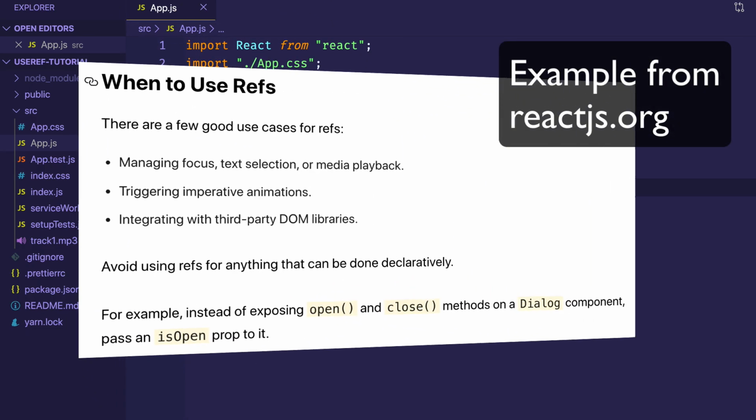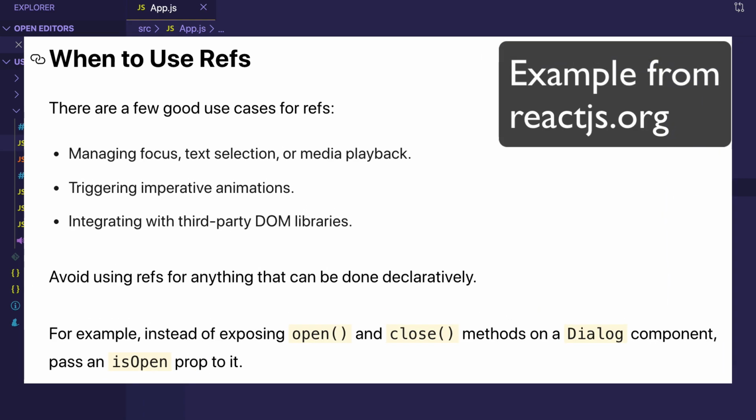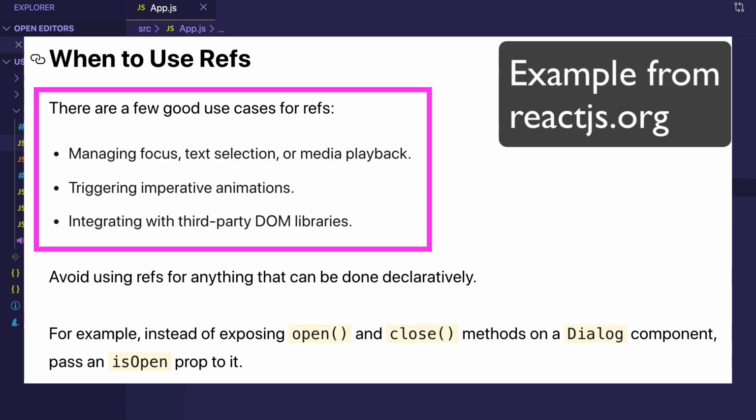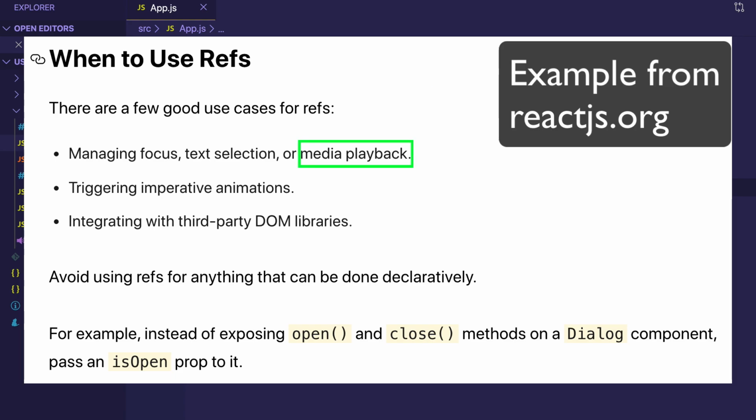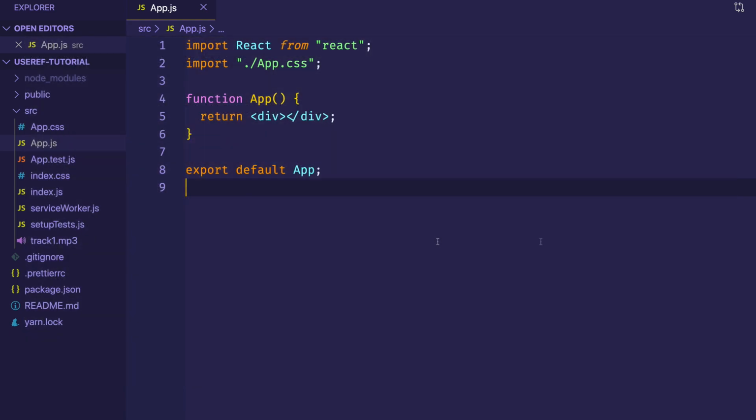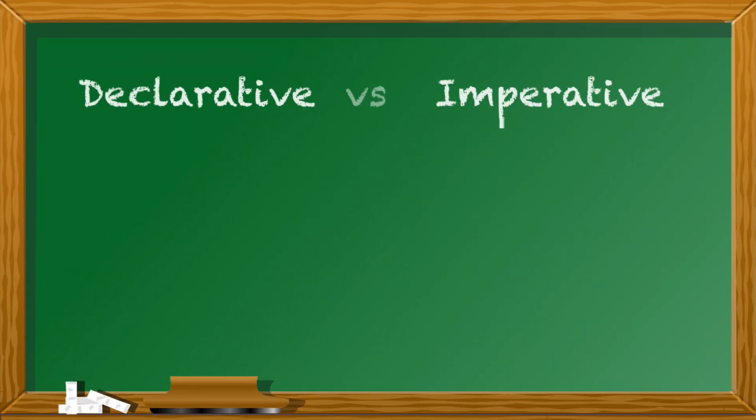If we go to the docs on reactjs.org, they detail a few good use cases for refs. Here they say managing focus, text selection, or media playback, triggering imperative animations, integrating with third-party DOM libraries. In this video, I'm going to show an example of using useRef for media playback, in particular, playing an audio file. Before we go any further, though, let's talk a little bit more about this idea of declarative versus imperative.